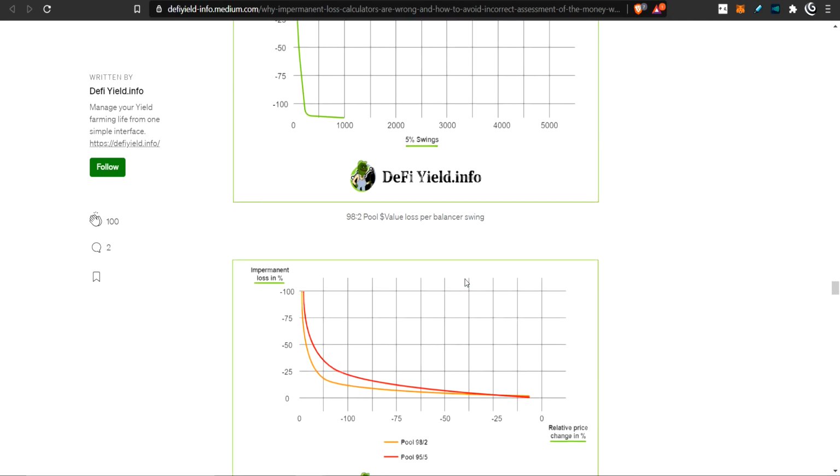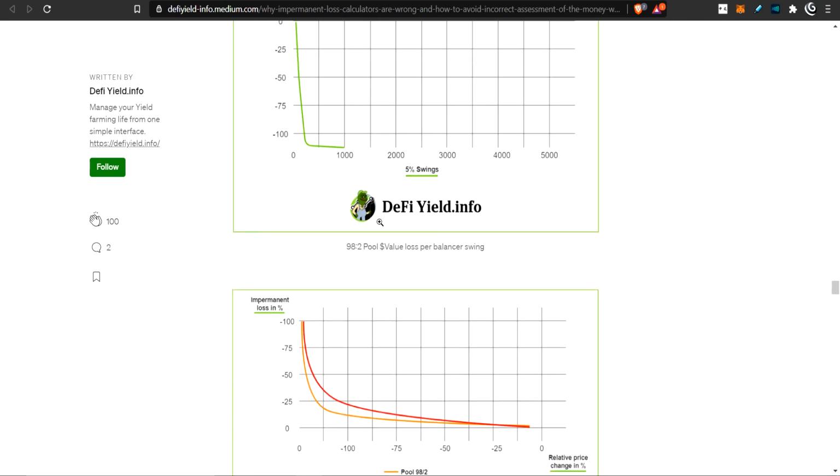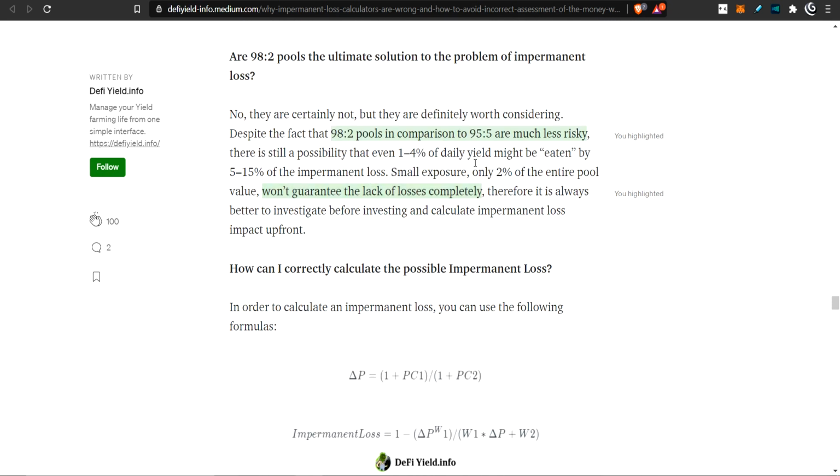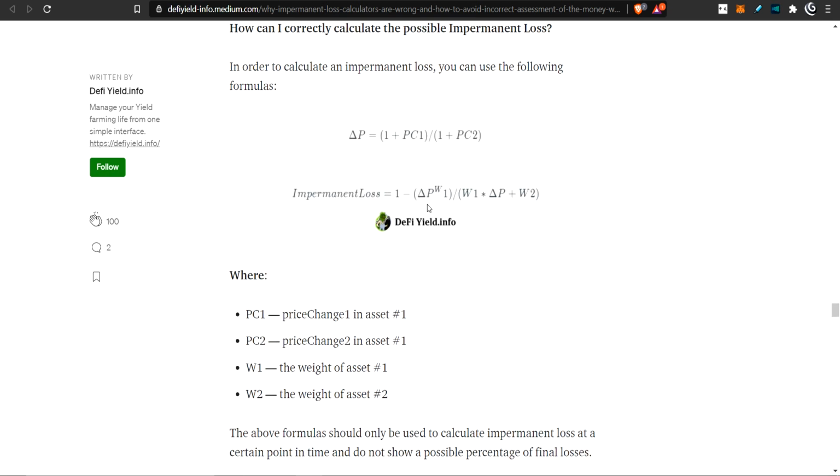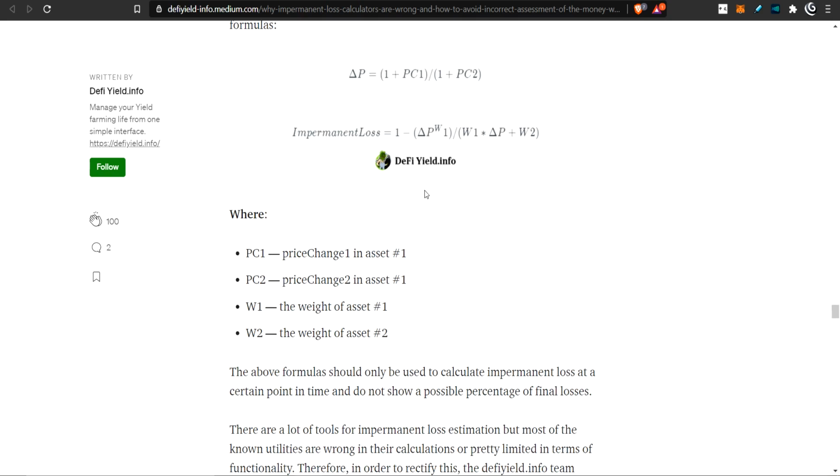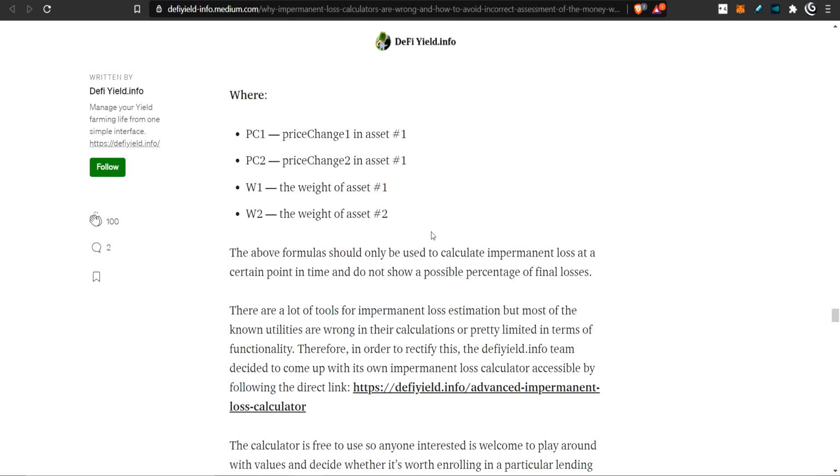So as you go down, you get some more explanations, some more graphs to kind of show you what's going on. And then down here, there are some more important things. The 98-2 in comparison is much less risky, but it won't guarantee the lack of losses completely. So the 98-2 isn't the ultimate solution. It's a mitigator. It's probably the best solution at the time of the writing of this article that we can come across. Okay? And then he gets into how to calculate impermanent loss and some mathematical equations.